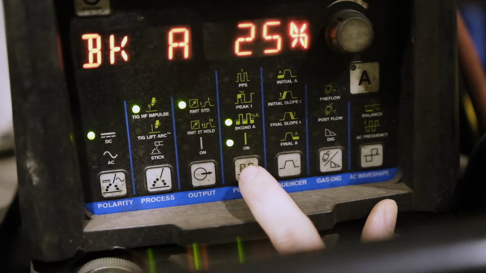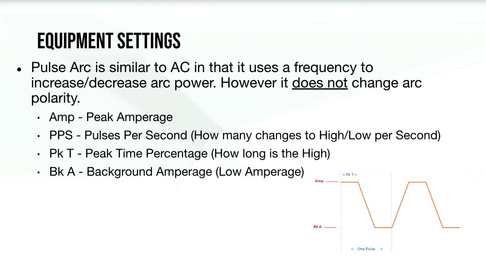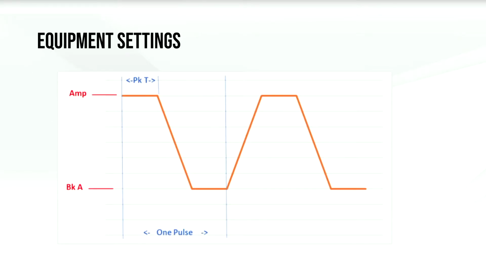So when you're setting this and you're looking at one pulse, if you have 1 pulse per second and you've got a 50% peak time, then you're going to be half a second high, half a second low, half a second high, half a second low. That can be elongated or shortened as needed.